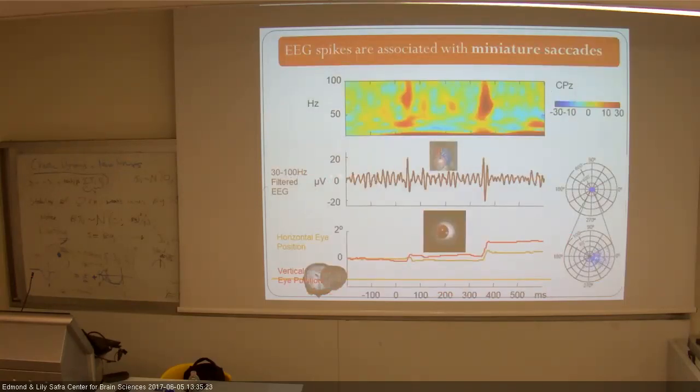Why? Because this is the EEG. This is the eye position. So the eyes are here, and then they move to this point, and then they move to this point. Okay, and every time the eye moves, we see a spike in the EEG, okay? And when we translate this to the frequency domain, it creates this large blob of broadband activity.